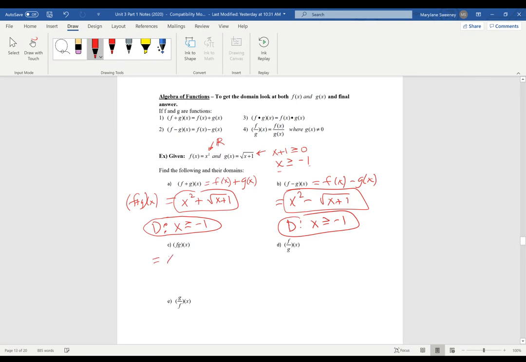F times g of x, we take the f of x, we multiply by the g of x. So that's our answer. Domain, still x greater than or equal to -1. Now, where the domain's going to change is in the next one, because we take the f of x over the g of x.